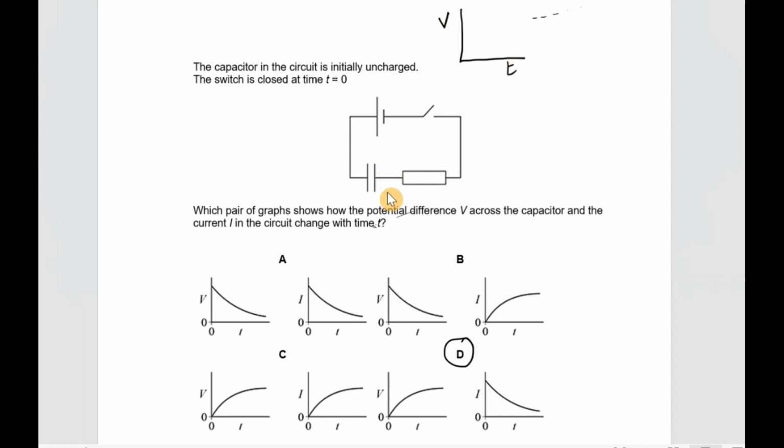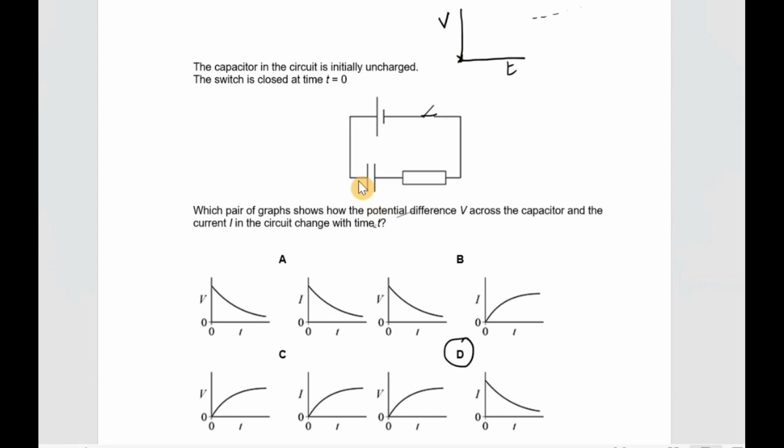So the capacitor initially has no charge on it. When that switch is closed, the cell is going to provide energy to push electrons onto one of the plates and take electrons off the other plate. The more charged that capacitor becomes, the more difficult it is to put electrons onto the plate. So initially the potential difference is 0.